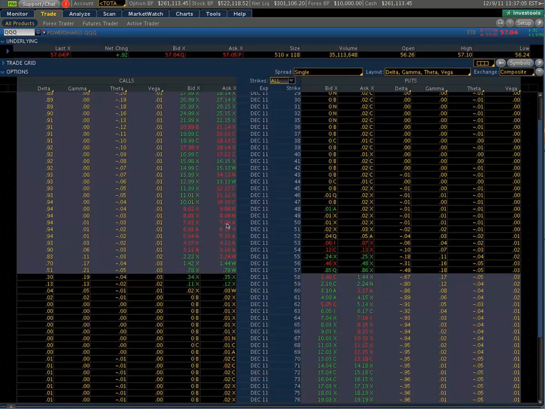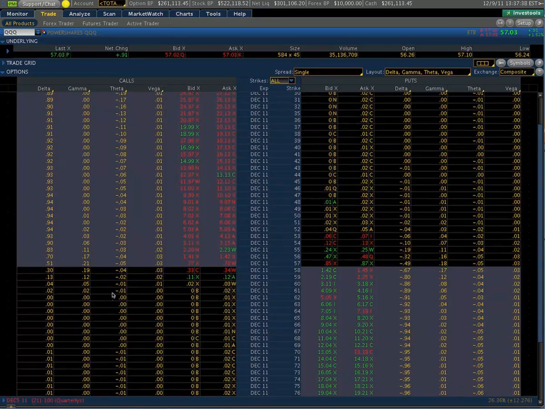You can also determine, if it rises by 50 cents, that half of that delta will be added to the price of the option, approximately, let's say, 47 cents. So if the underlying Qs rise by 50 cents, the option at the 50 strike price will rise by 47 cents. So it gives you an idea of what will happen as the market moves.